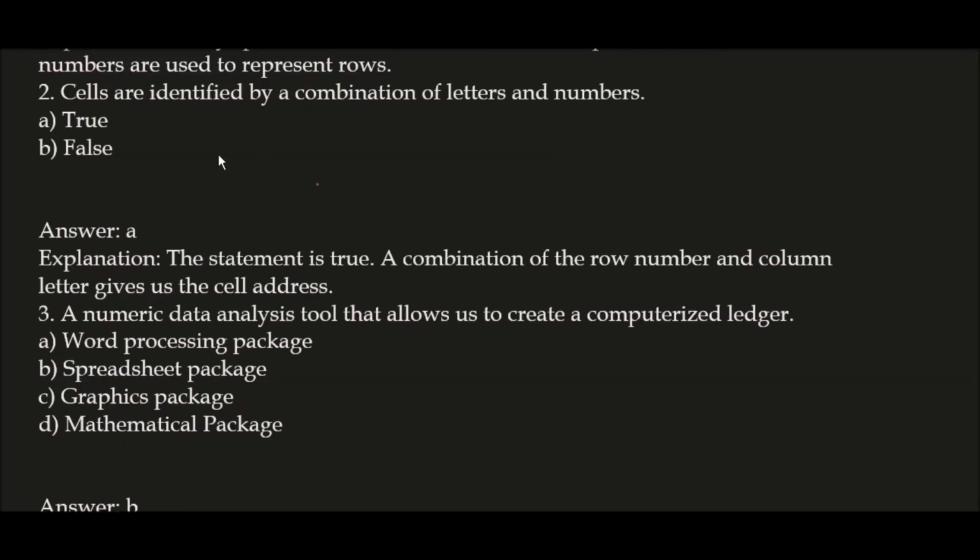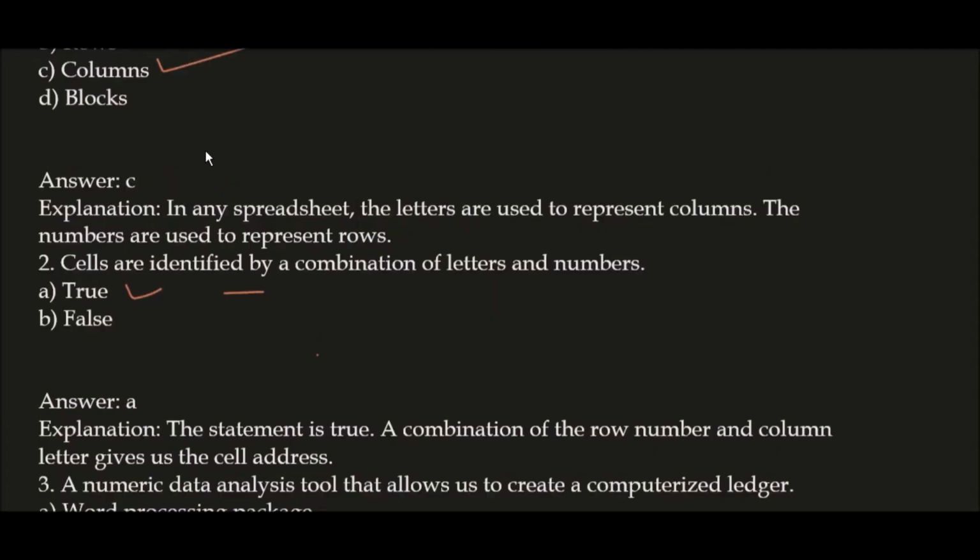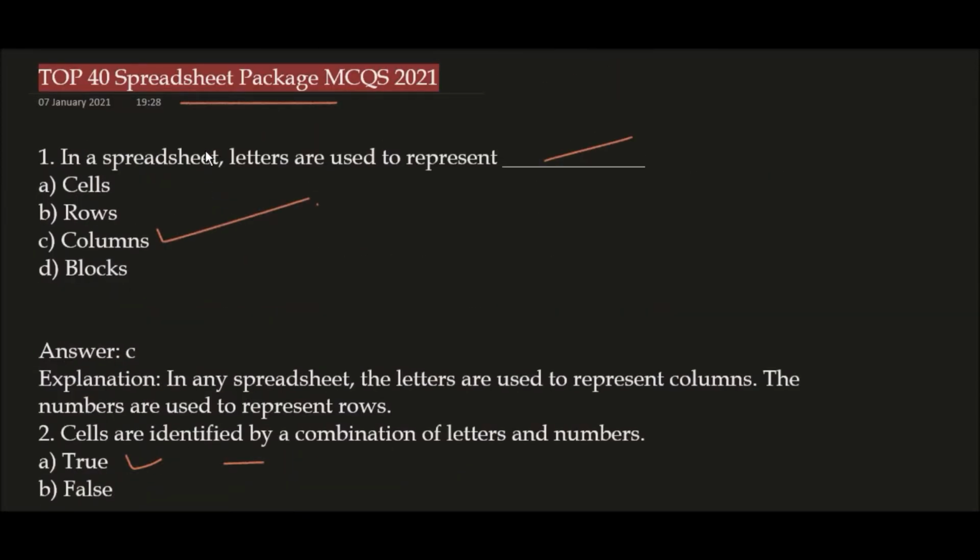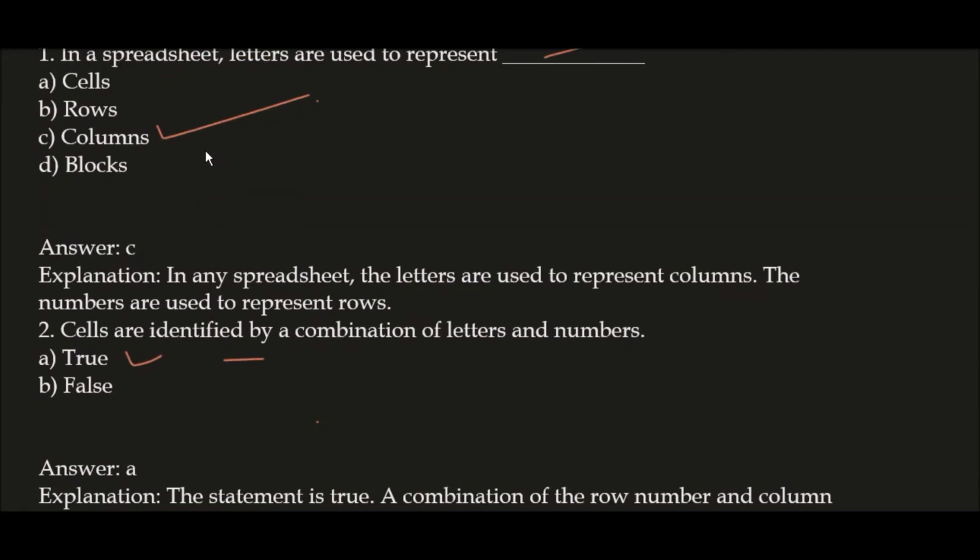Next question, cells are identified by a combination of letters and numbers in a spreadsheet. This statement is true or false? This statement is true. A combination of the row number and column letter gives us the cell address. And as you know, with the help of the above question, in a spreadsheet, letters are used to represent columns and numbers are used to represent rows. And cells are identified by a combination of letters and numbers.